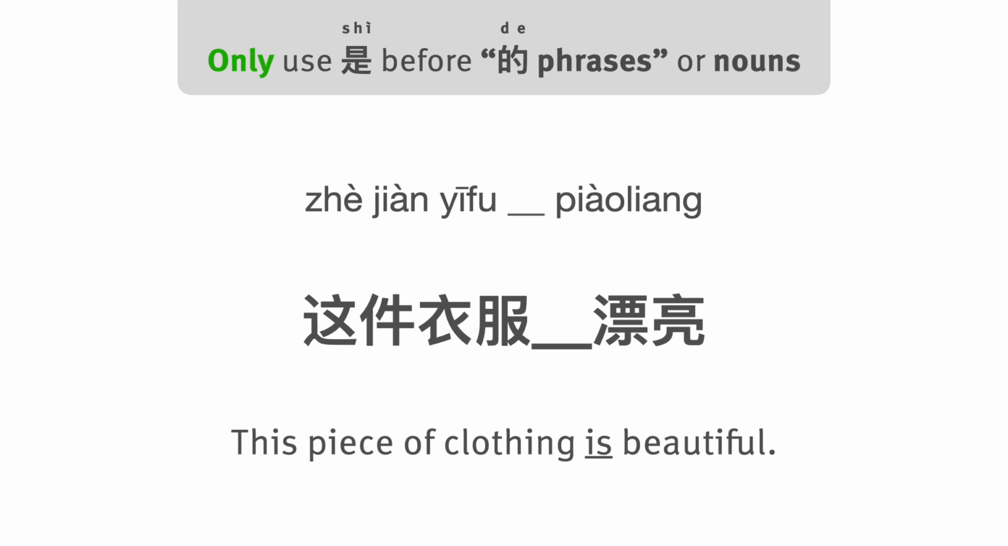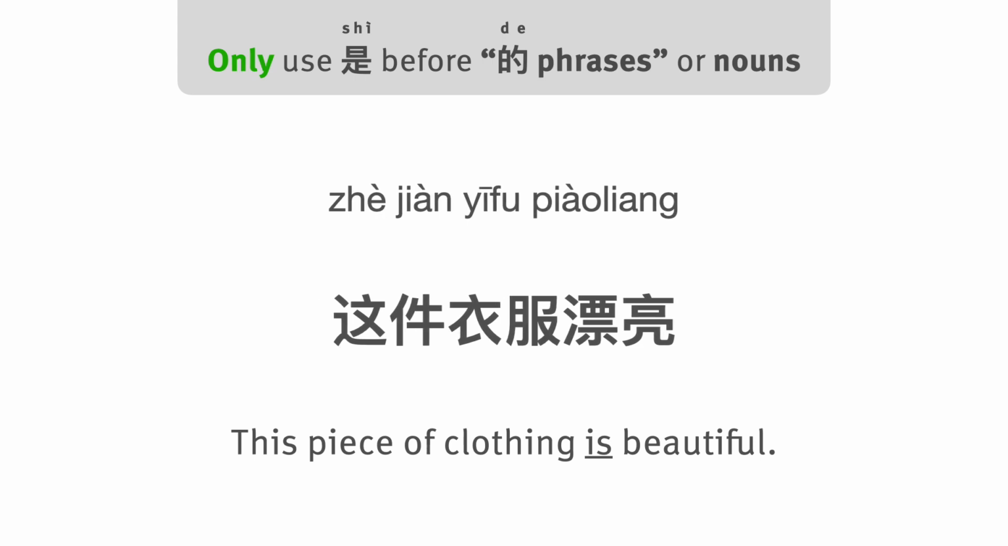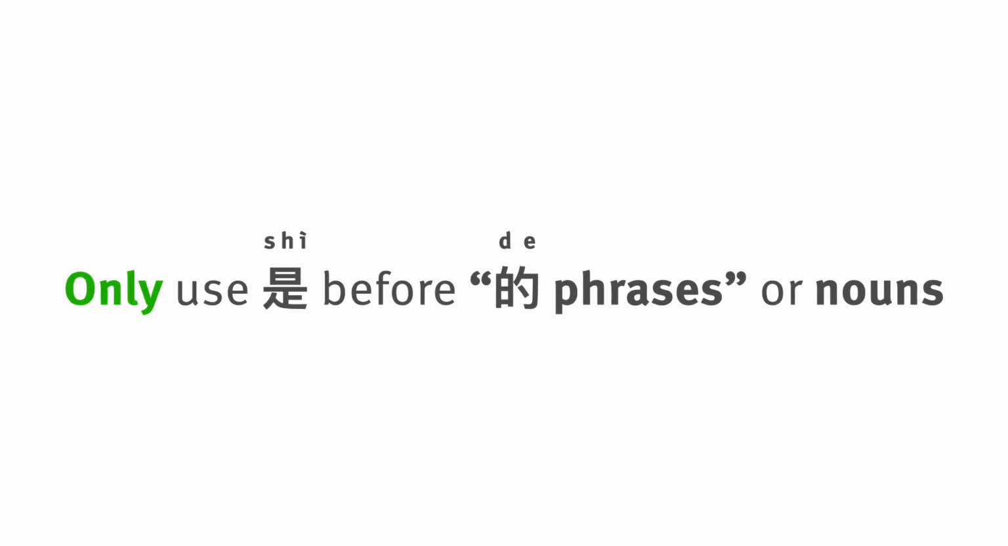You're right, we should not. 这件衣服漂亮. Or 这件衣服很漂亮. Alright, so that's everything for this video. Don't forget to only use 是 before 的 phrases or nouns.